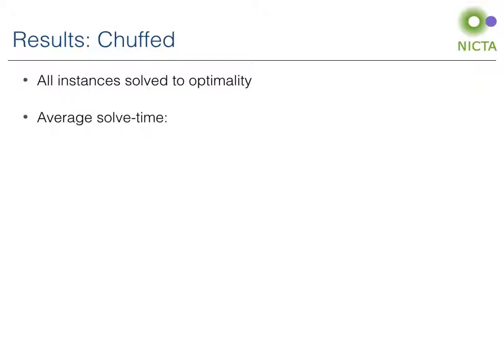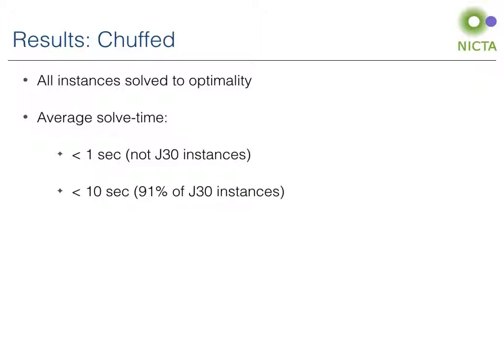In my experiments, the solver that performed the best was Chuffed. Using its default search on the integer variable model, we were able to obtain optimal solutions for all data instances, including those that had never been solved to optimality. The average solve time was under 1 second for all benchmarks, except for the hard J30 instances. And for these J30 instances, 91% of them were solved in under 10 seconds, and all but 8 instances were solved in under 10 minutes.